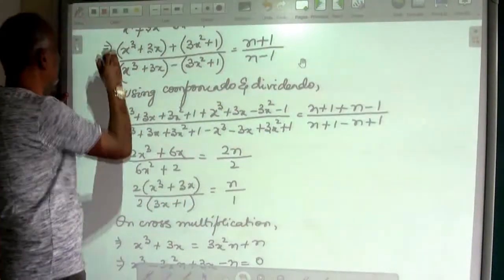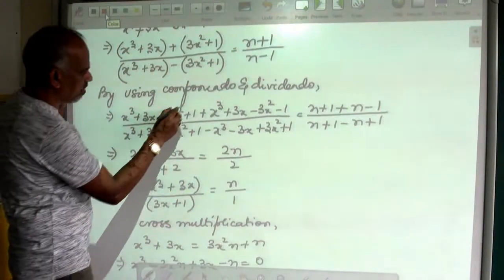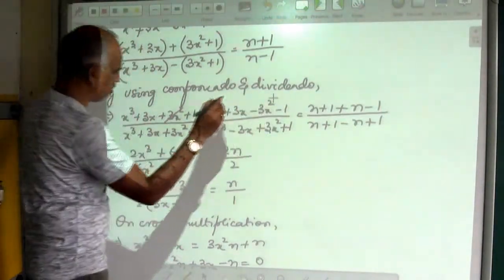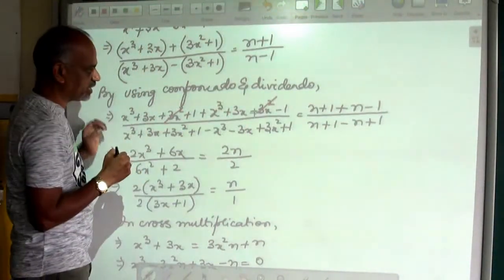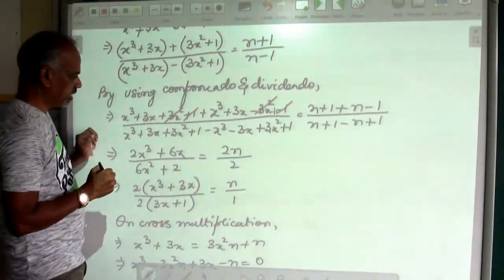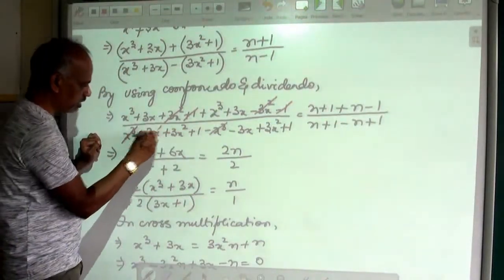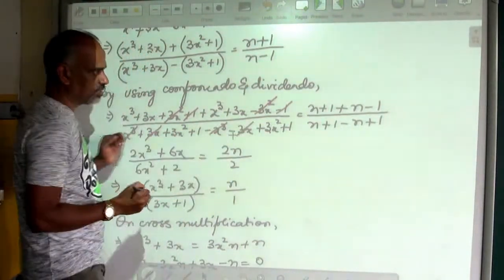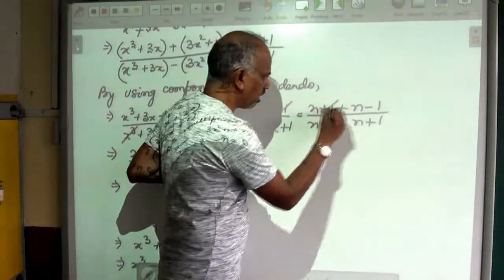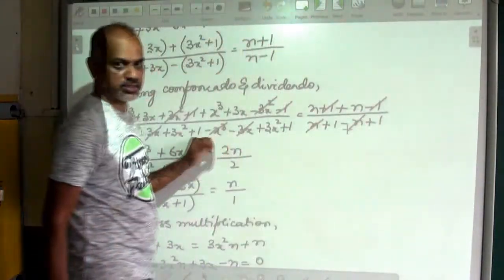And see what can be cancelled. To cancel now, you will have minus 3x squared plus 3x squared, they get cancelled, plus 1 and minus 1 gets cancelled. Then here x cube minus x cube gets cancelled, 3x and minus 3x gets cancelled.